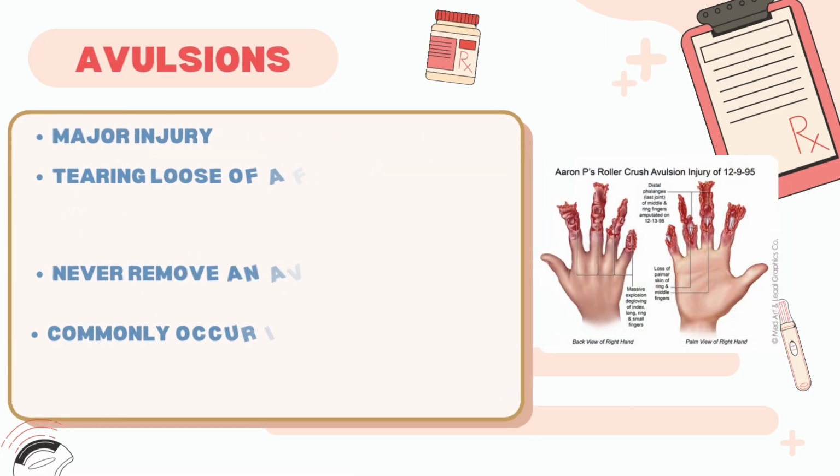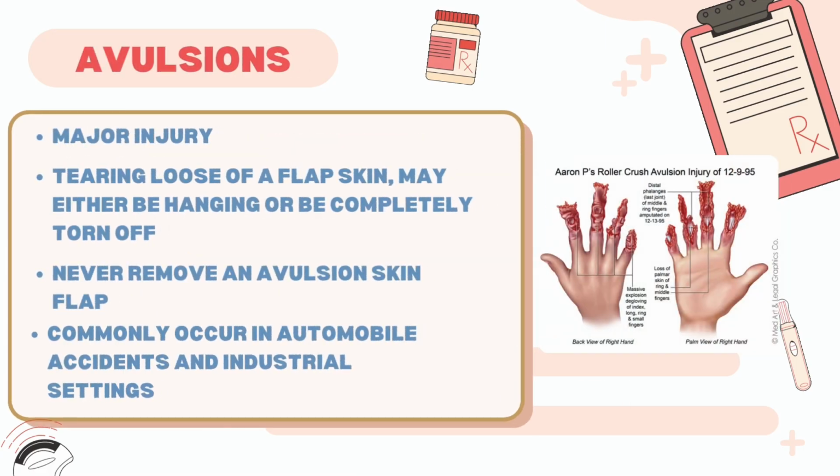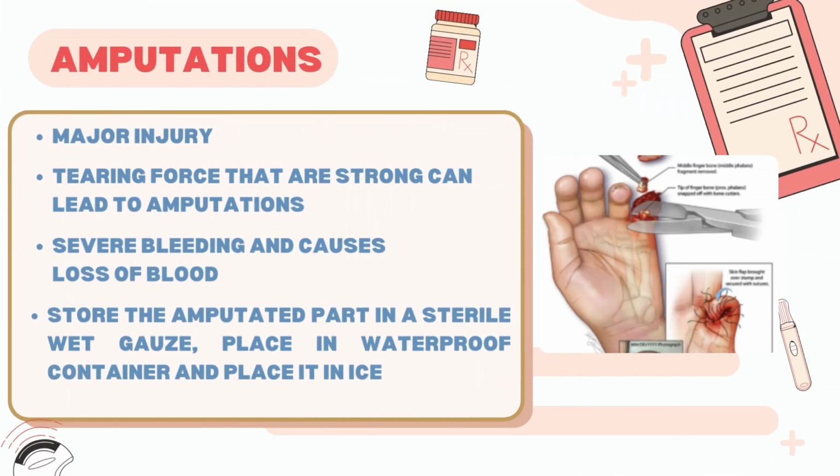The next type of wound that I'm going to explain is the avulsion type of wound. It is a major injury and it involves a tearing loose of a flap of skin and may be either hanging or completely torn off. Warning: never remove an avulsion skin flap. And also, it commonly occurs in automobile accidents and industrial settings. However, avulsions can become more critical and lead to amputation.